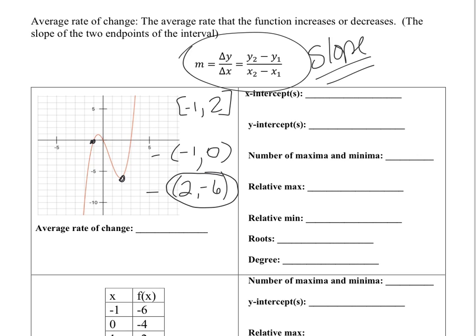The x's, remember, the x's go on the bottom, the y's go on the top. So -6 on the top, 2 on the bottom. And then I take this point, 0, -1, and we put minus signs in between. So it's -6 over 3, and that's -2. So that's that guy's average rate of change.